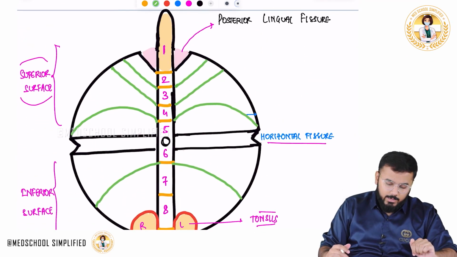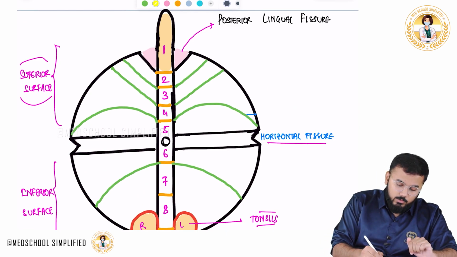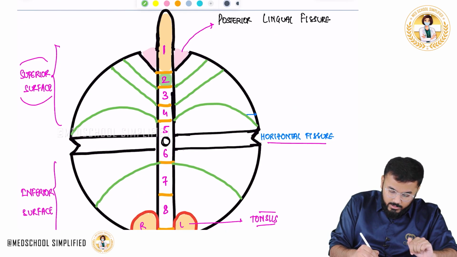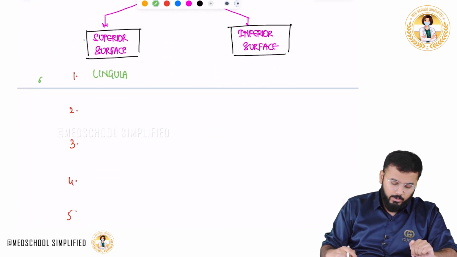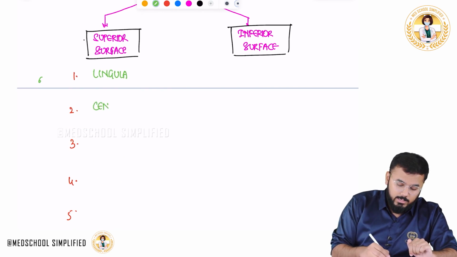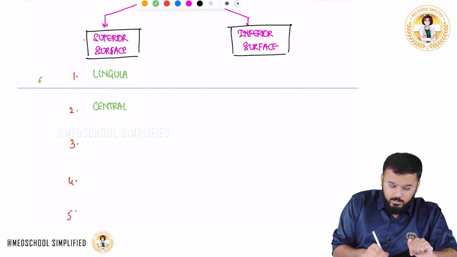After that, the second one, this small second portion which you can see, which I am drawing with the green, is called central lobule. This second one is called central lobule. You just have to memorize them, nothing to do. You can call it central lobule.